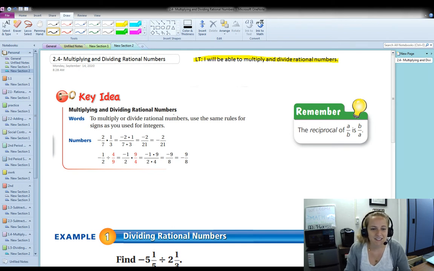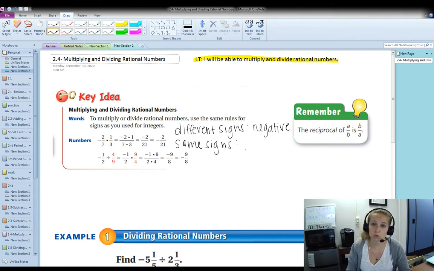Multiplying and dividing fractions. To multiply or divide rational numbers, use the same rules for signs as you used for integers. All right, and just a reminder of what those rules were. If you were dividing or multiplying numbers that had different signs, the answer was always going to be negative. If you had the same signs, so if both of the numbers were negative or both were positive, your answer is always going to be positive.